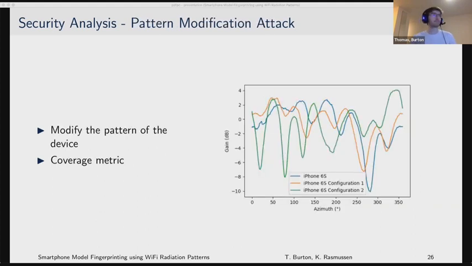The next attack method we came up with was the pattern modification attack, and the idea of this is the attacker modifies their pattern to match another pattern. We found that actually modifying a pattern is fairly difficult, as the effect of placing blocking material around a smartphone has an unpredictable effect, although it's deterministic. So it's actually very difficult to create a match. So counterintuitively, we found the best method for a pattern modification attack is to try and make your pattern as dissimilar to every other device as possible.